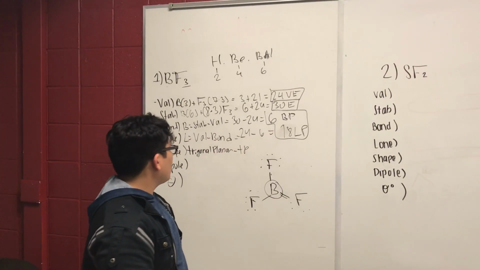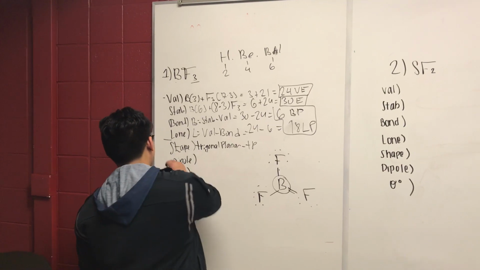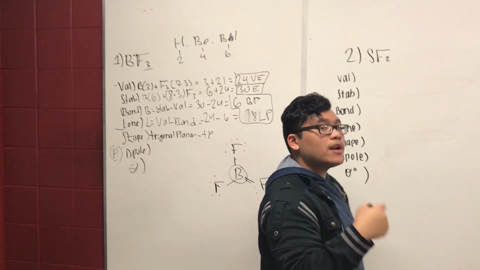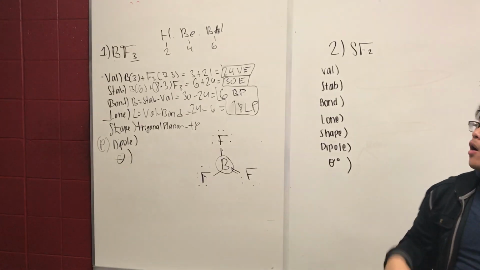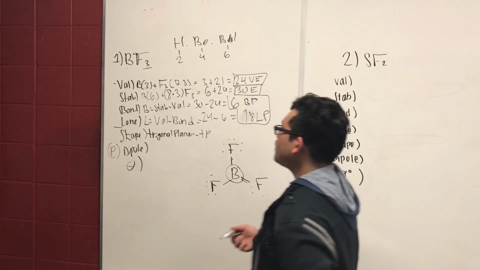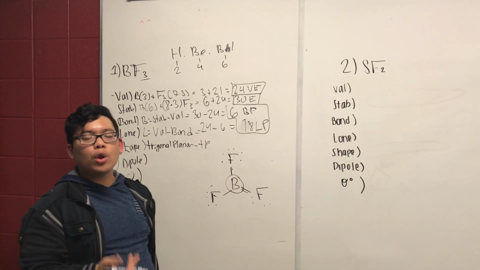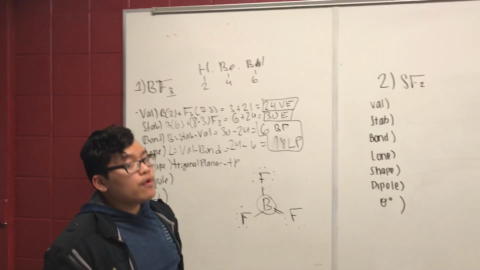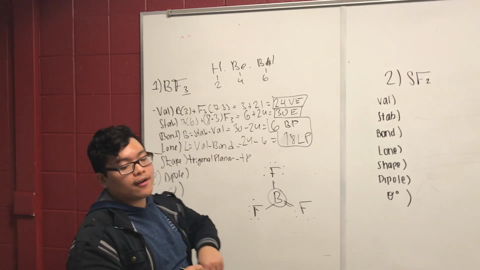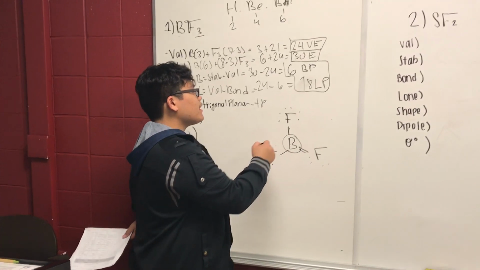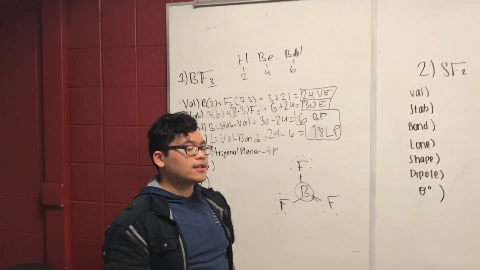The dipole or polarity. We're going to talk about polarity and dipole because they go together. Remember we said that when it's polar, there's a dipole. When it's non-polar, there's no dipole. So the question is: is this structure polar or non-polar? How do we figure that out? The electronegativity. Which of these, B and F, has more electronegativity?